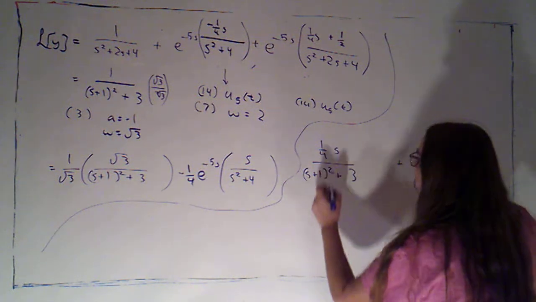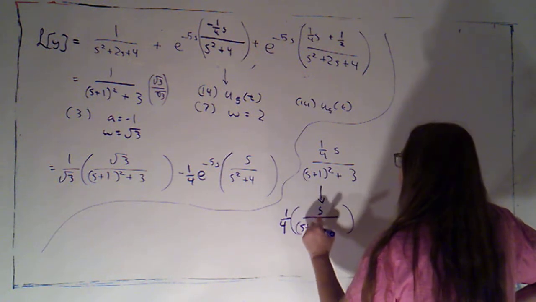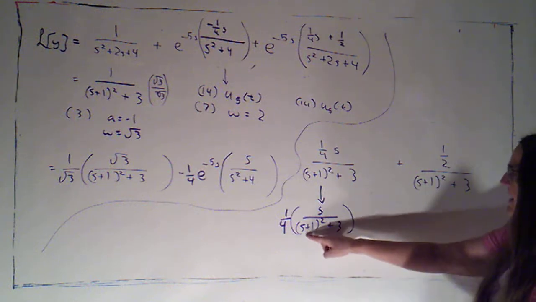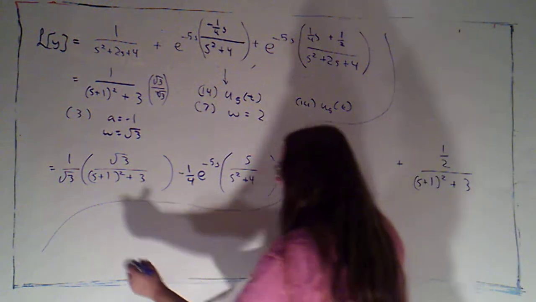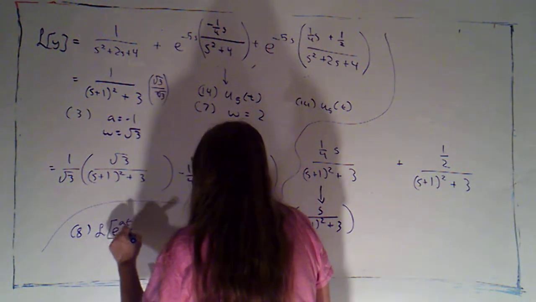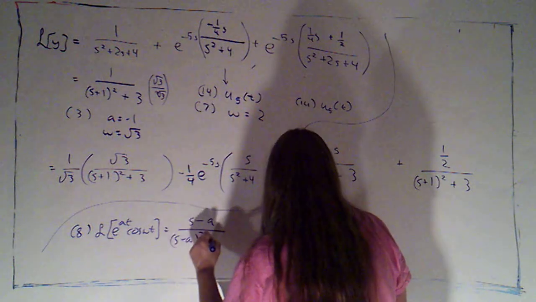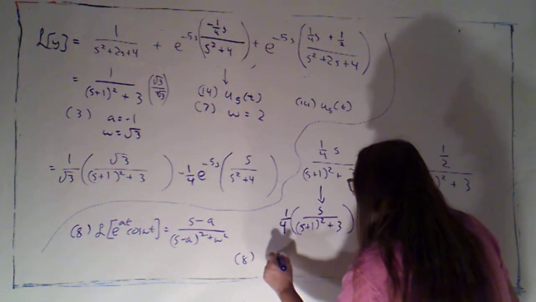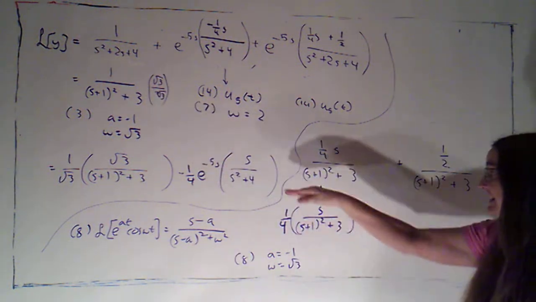Okay. So I'm going to write this piece, first of all, as 1/4 of just s over s plus 1 squared plus 3. But now, if I take a look at that, the denominator here is matching what I'm going to have in Formula 8. Formula 8 tells me that the Laplace transform of e to the at times cosine of omega t is equal to s minus a over s minus a squared plus omega squared. So I can see that we're using Formula 8. My a is -1 and my omega is √3. They actually match from here because I have exactly the same denominator.